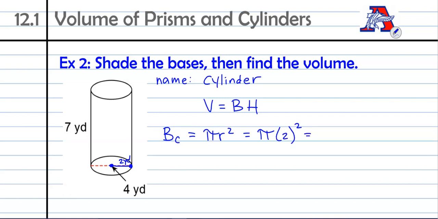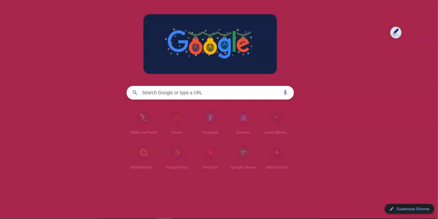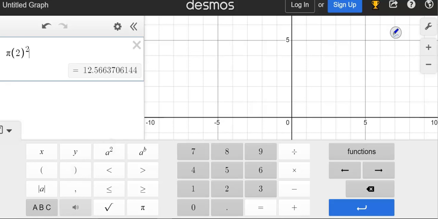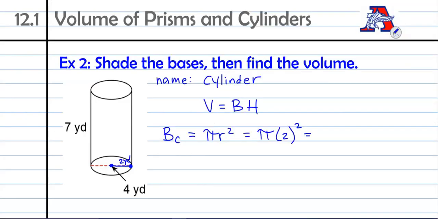And then I'm going to just hop on Desmos here and do that. I had it open over here. So pi times 2 squared is about 12.57. And technically that would be yards squared. All right, and then the height is this distance, this 7 yards. So our height is 7 yards.